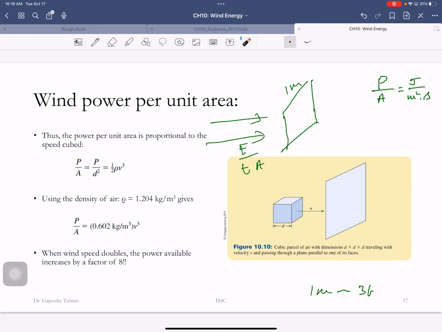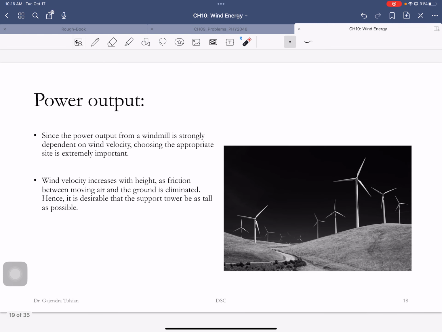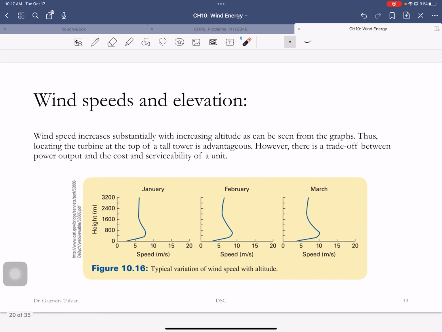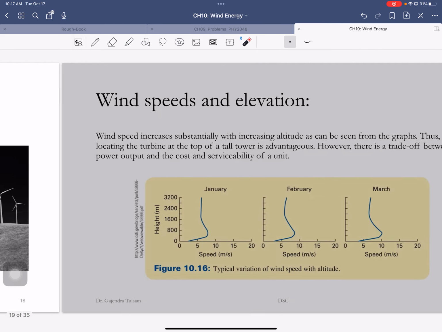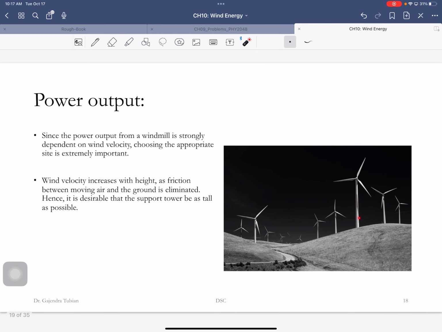All right, so again, the power is proportional to wind speed cubed. Since the power output for a windmill is strongly dependent on wind velocity, choosing the appropriate site is extremely important. Wind velocity increases with height. You saw that. So what you want to do is make this tower as tall as possible, so the blades are capturing high-speed winds.